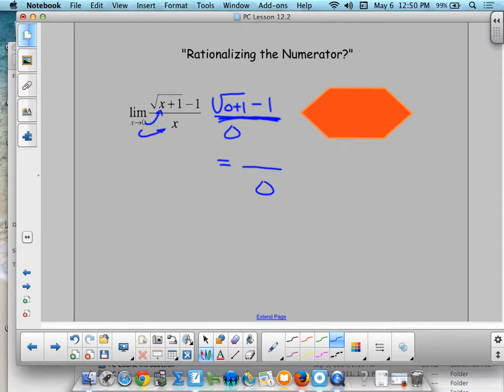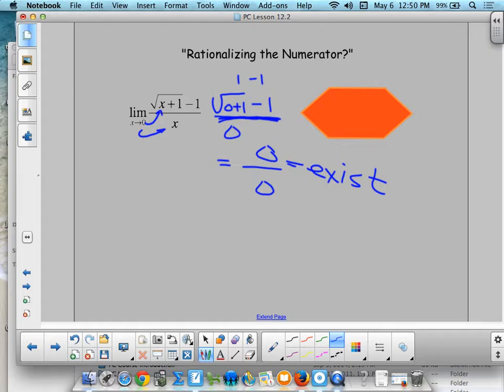What are you getting on top? Aren't you getting 0? Square root of 1 is 1. 1 minus 1 is 0. Oh, means what? It does exist. I can't tell you what it is, but it does exist. So this one says, yeah, it does exist. We got to go find it now.